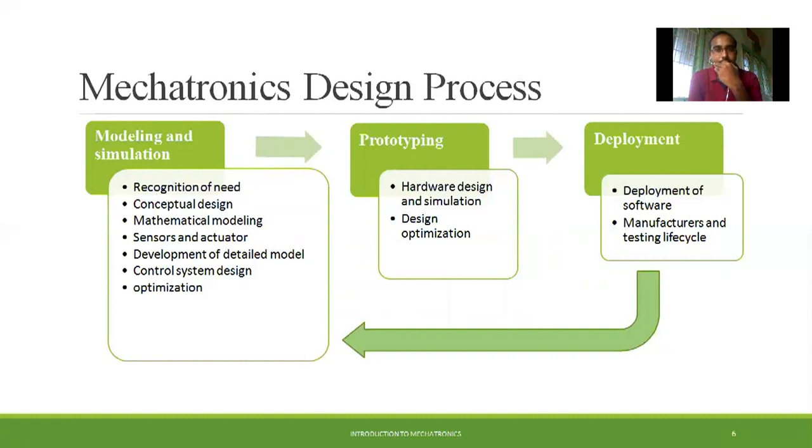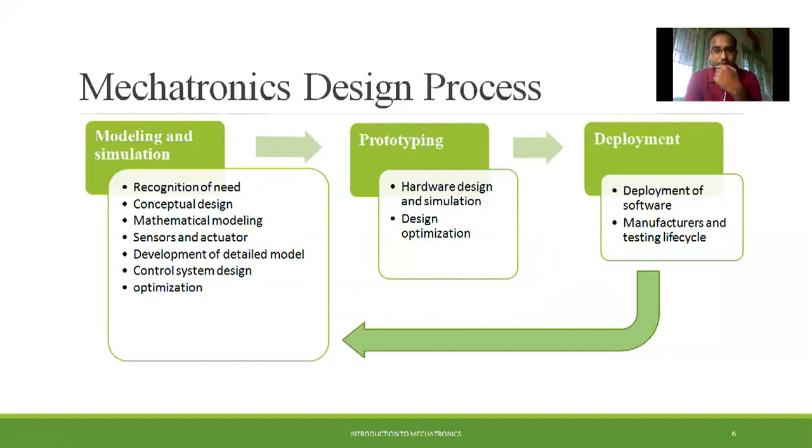Whatever needs are being faced by the public will be examined, and depending upon that, one concept needs to be designed and mathematically modeled. Here, the mathematical model means finite element solutions, and with that it will be modeled, and sensors and actuators will be fixed. Different components will be manufactured, assembled and inspected, and for that the control system design will be done, and optimization.